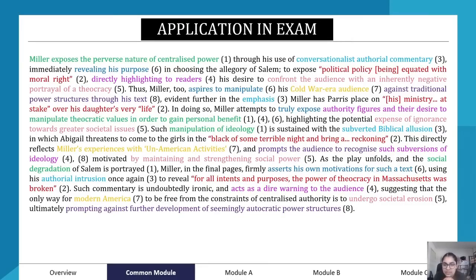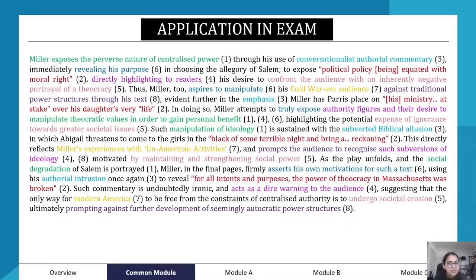Such manipulation of ideology sustained with a subverted biblical allusion, in which Abigail threatens to come to the girls in the black of some terrible night and bring a reckoning. So this directly reflects Miller's experiences with un-American activities, and prompts the audience to recognize such subversions of ideology. And that's our effect. Motivated by maintaining and strengthening social power.